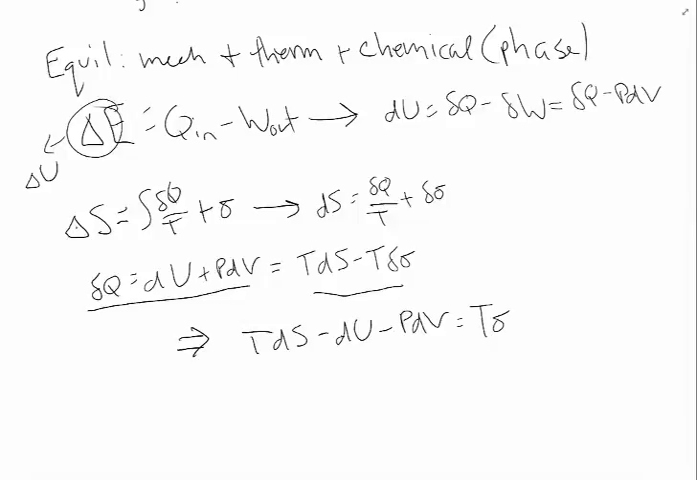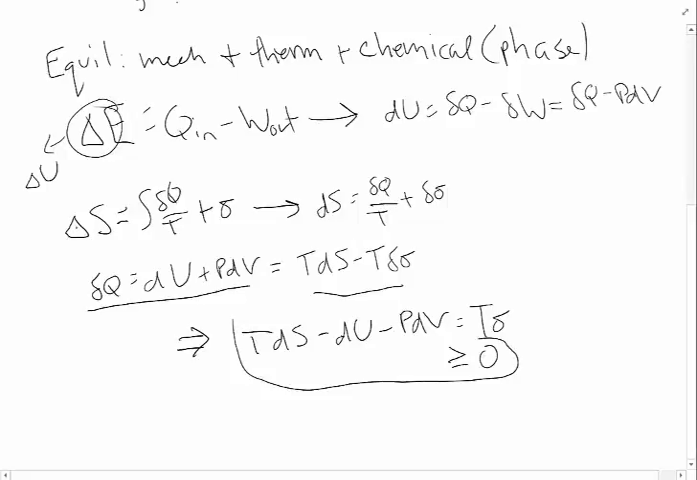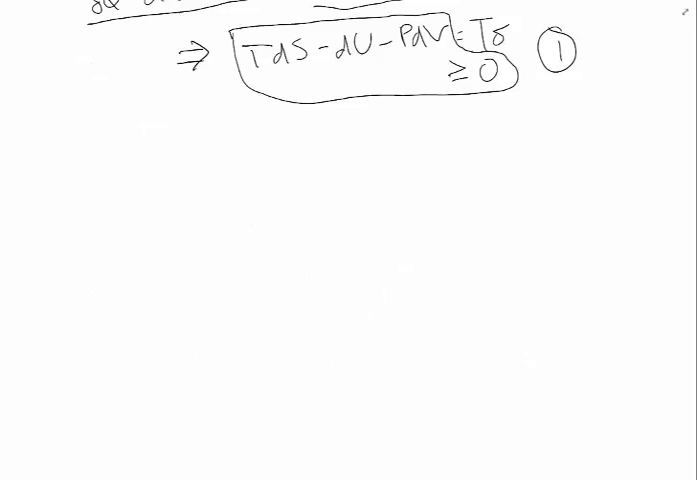Okay? So if T dS minus dU minus P dV equals T d sigma, then that means that this has to be greater than or equal to 0. So what that means is if there's any thermodynamic process, anything that's happening, temperature times the change in entropy minus the change in internal energy minus pressure times the change in volume, all of that has to add up to something greater than or equal to 0. And this equation here, the greater than or equal to 0 one, we're going to call this equation 1, and we're going to come back to that a little bit later.